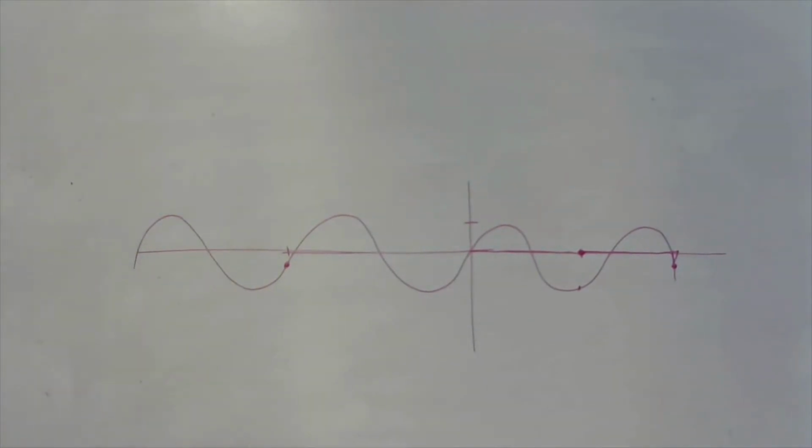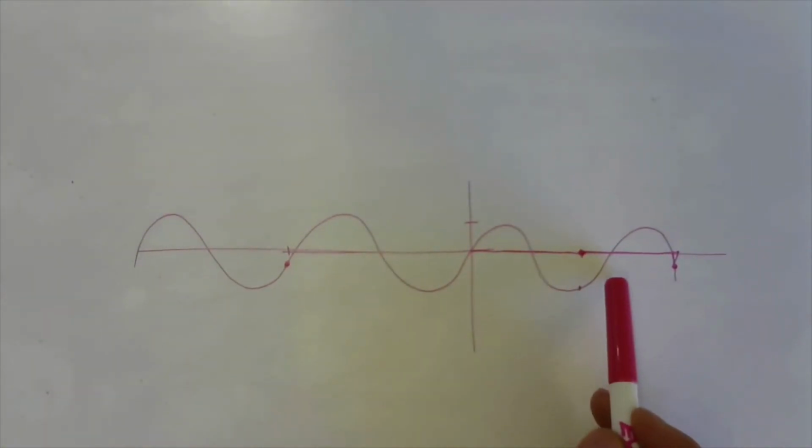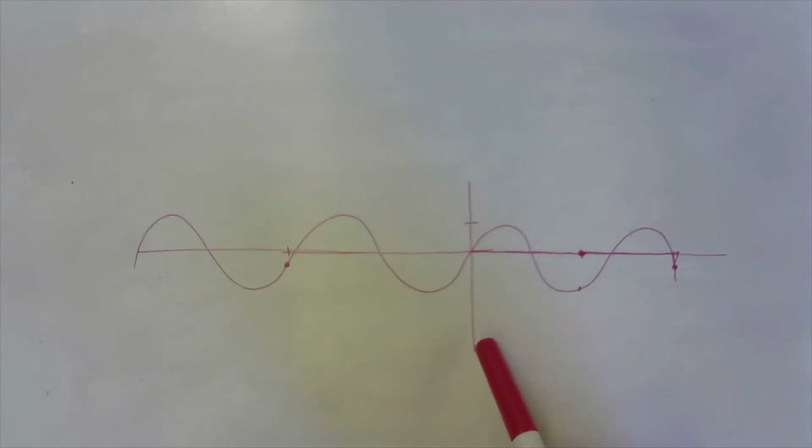Well, what if those x values aren't within one revolution of the unit circle? Then could we still find it? The answer is yes, and that's what we do today. So we're going to start by considering the trigonometric equation 2 times the sine of x minus 1 equals 0.